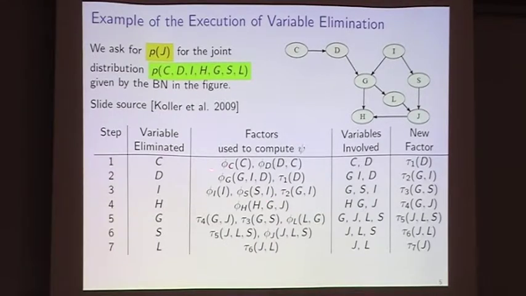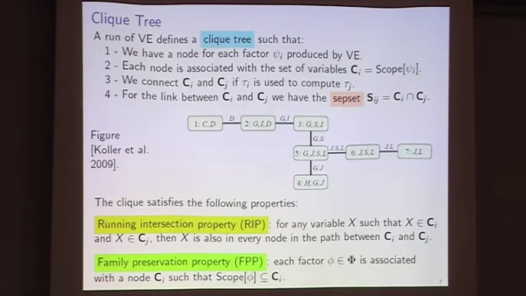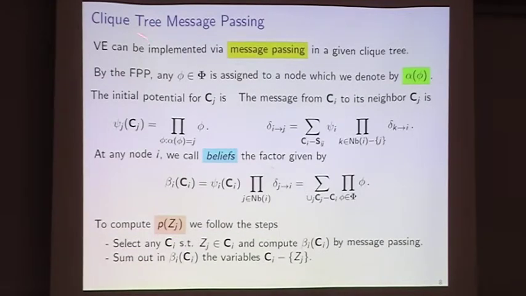We have that any factor in the original distribution is used at some point to produce the corresponding factor psi. So basically each factor in the original distribution will be associated with the node that corresponds to the factor psi that is computed using those original factors. So we have these click trees, and it turns out that variable elimination can be interpreted as passing messages in a click tree, and it can also be implemented as just doing message passing in a click tree.